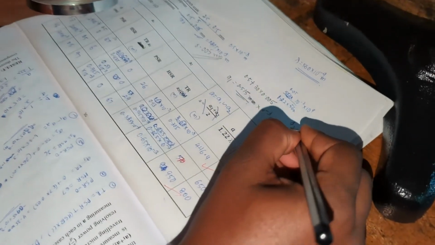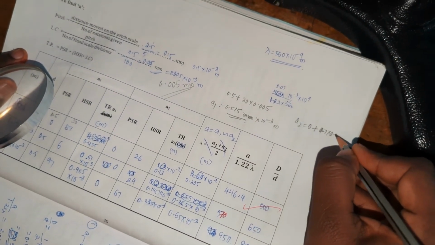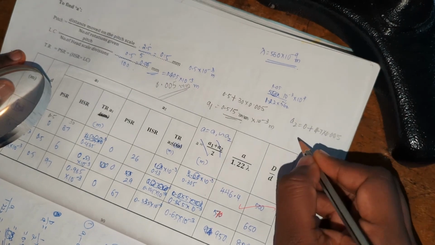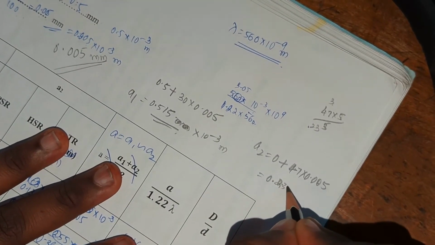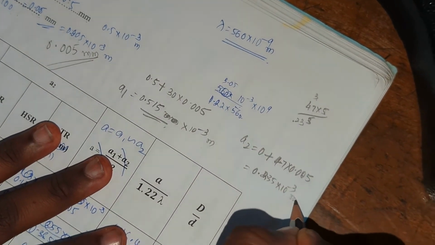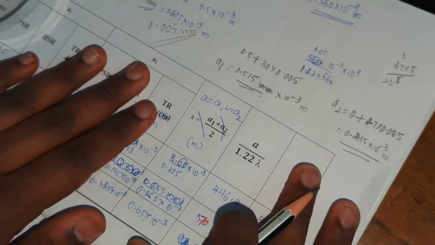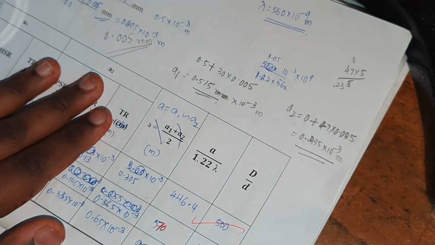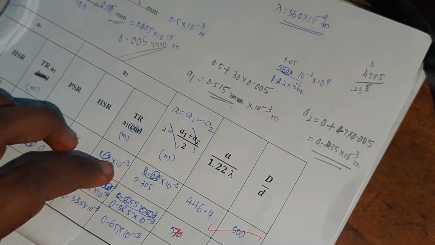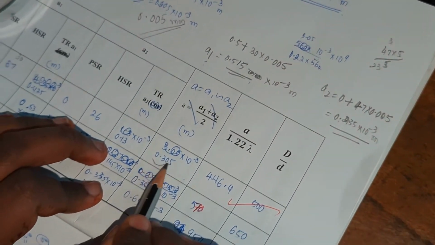This is A1 we have calculated. Now we'll calculate A2, which is 0 plus 47 into 0.005. So it's 0.235 into 10 to the power minus 3 meters. You don't add these two; what you do is just take the difference, A1 minus A2. It should be positive. If it's negative, take the modulus. So it's A1 minus A2, and you will get the answer.